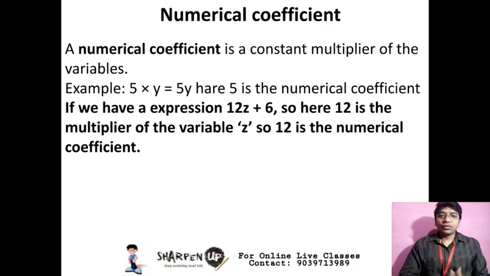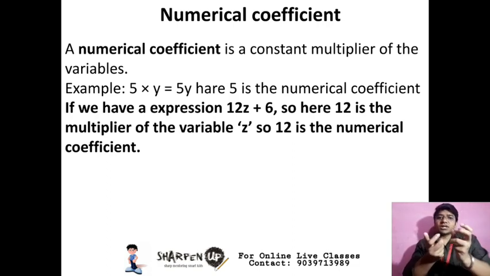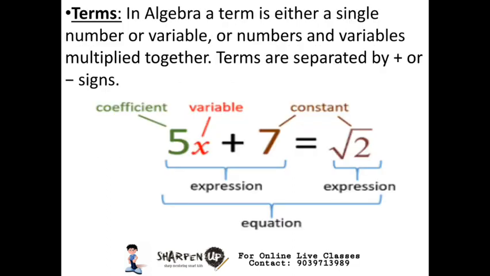Now come to numerical coefficient. A numerical coefficient is a constant multiplier of the variable. For example, if I multiply 5 by y, we know that we can hide the symbol of multiplication, so I can write directly 5y. So here 5 is a numerical coefficient. If we have the expression 12z plus 6, here 12 is the multiplier of variable z, so 12 is a numerical coefficient. So all the numerical numbers which are multiplied to a variable are called coefficients of that variable.